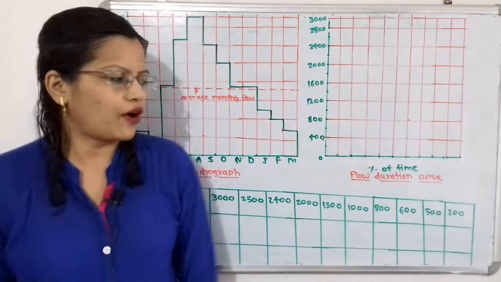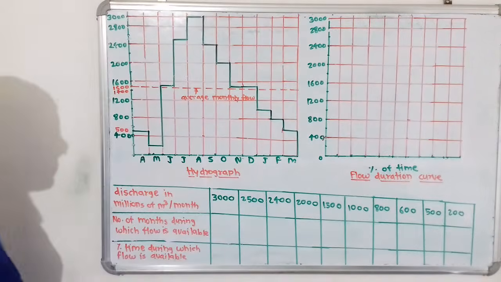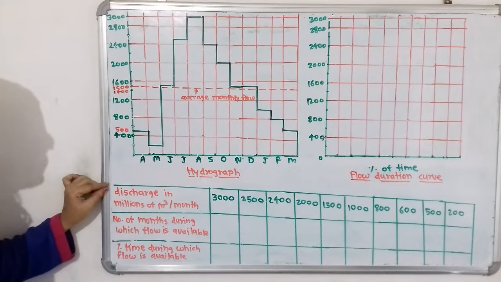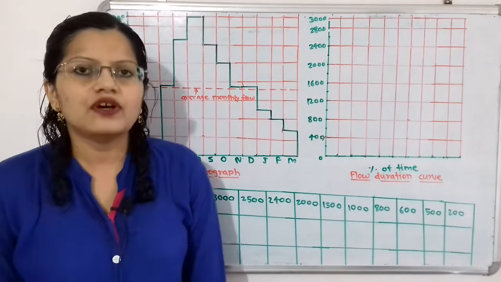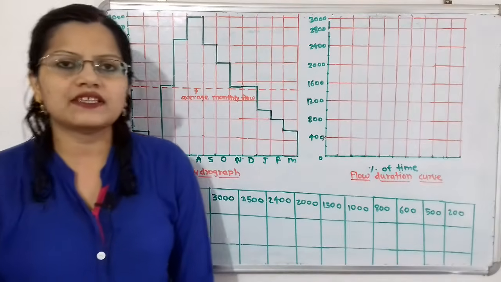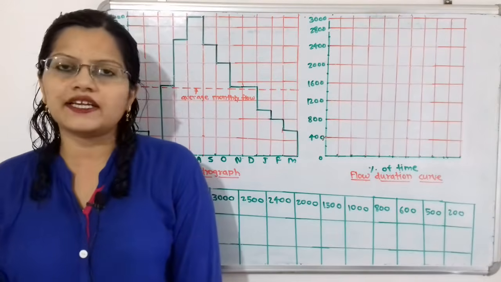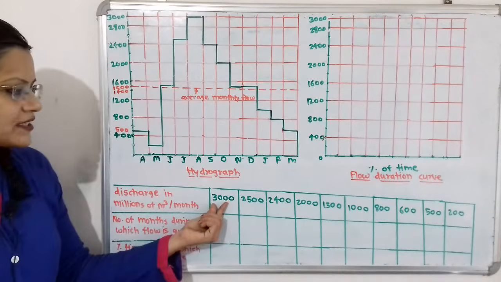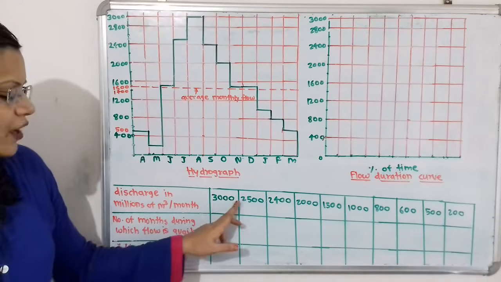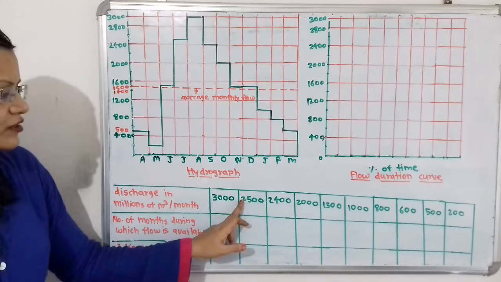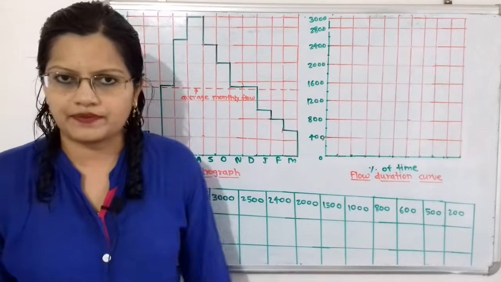Now we will move to draw the flow duration curve. For that we will make one table here. So in the first row we have to select the discharge in million meter cube per month. So the discharge given in the question, we have to rearrange in descending order, that is from maximum discharge to the minimum discharge. So we have to take here 3000, then the next lower number, that is 2500, 2400 and so on.